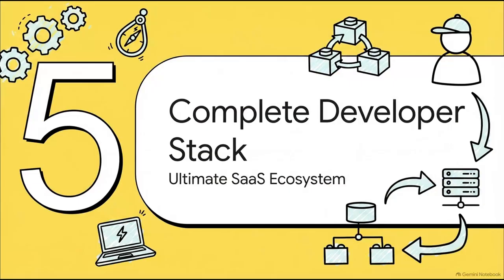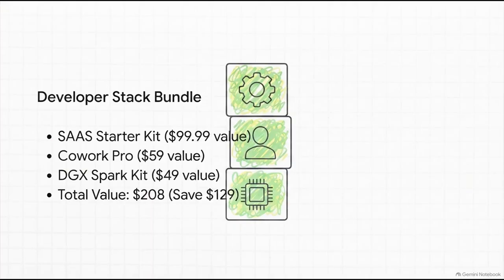No joke. Section 5, the complete developer stack, the ultimate SaaS ecosystem. This is where we see the ultimate indie hacker setup completely come together. So the complete AI developer stack bundles that Next.js SaaS Kit with Cowork Pro, which by the way acts as an AI manager to route your tasks across 10 plus different agents. And it includes the DGX Spark Kit for running local dual LLMs. It packages all of these together for just $79. It completely consolidates the toolset for indie hackers, rather than forcing you to assemble all these pieces piecemeal and spend way more money. You're saving about $129 compared to buying them a la carte.